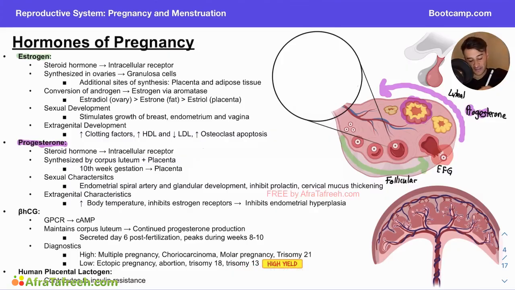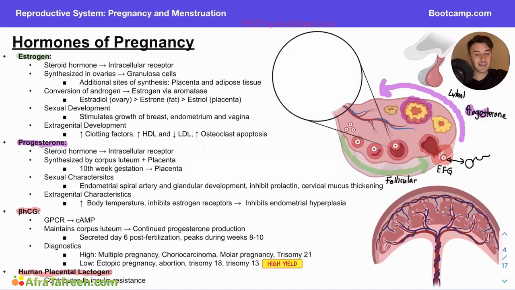So during this ovulation period is a critical moment where a sperm can come and it can meet this egg. And if that happens, then we are going to transition into pregnancy. And that's when we're going to start talking about beta HCG and human placental lactogen. But I just want to take a moment to talk about estrogen and progesterone first before pregnancy occurs.